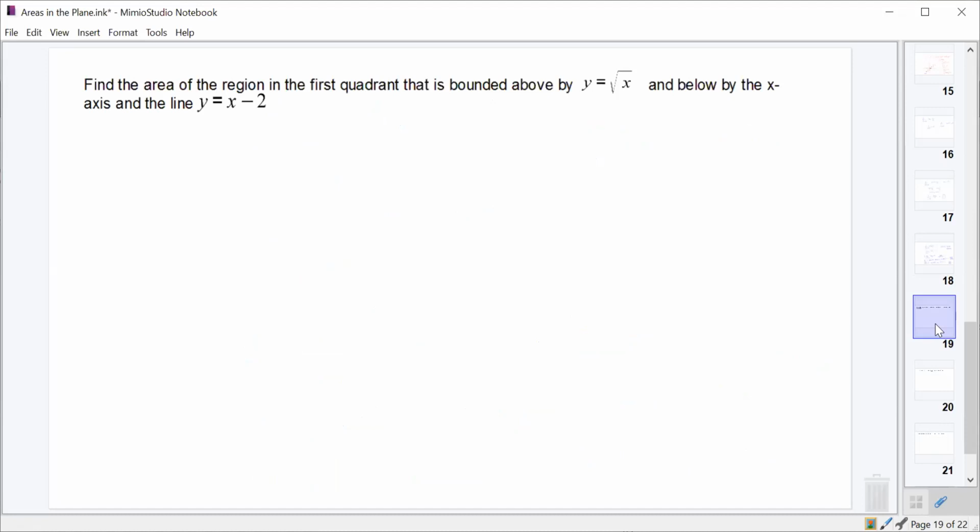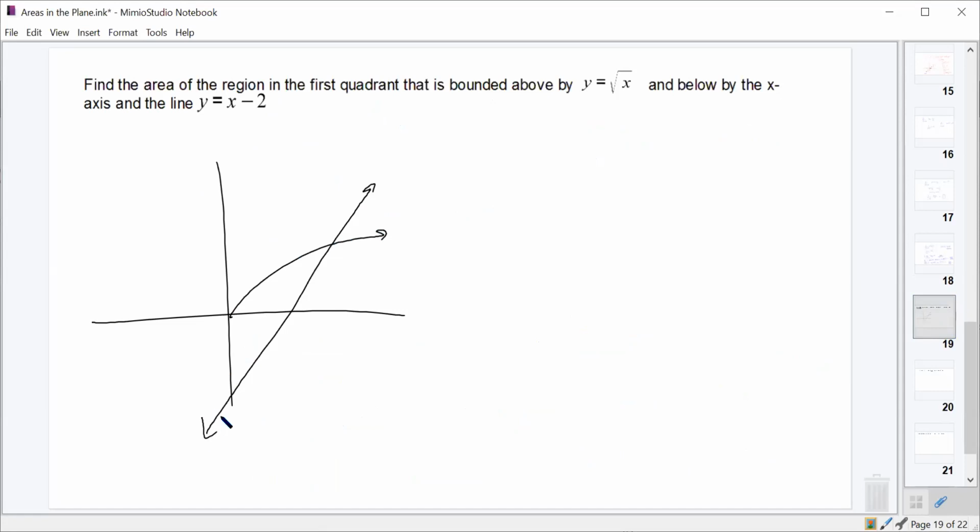Here is a good problem for us to take a look at. Looks like we got square root of x, we got x minus 2, and we're talking about the region right here in the first quadrant, right?